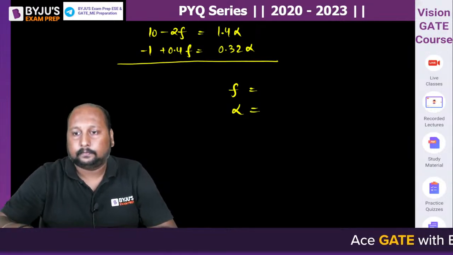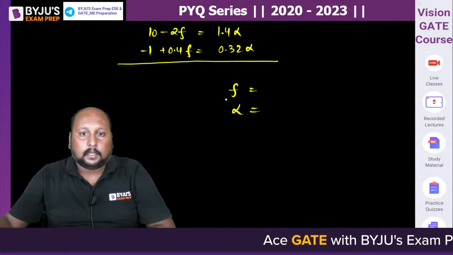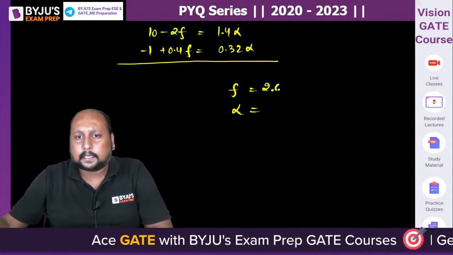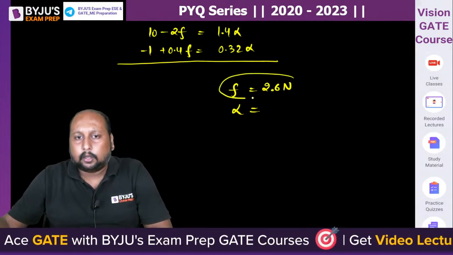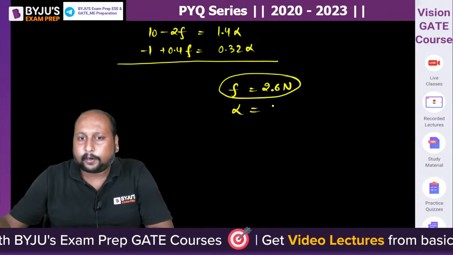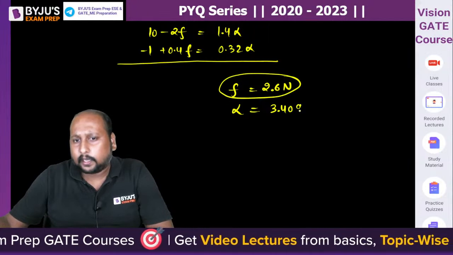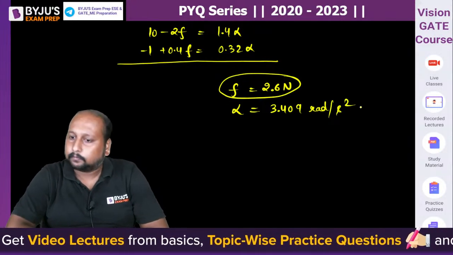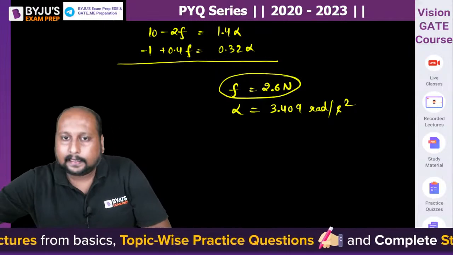Okay, done. So the F value is somewhere around 2.61 Newton, right? And alpha is somewhere around 3.409 radian per second square. Okay? Clear? Alpha निकल गया.